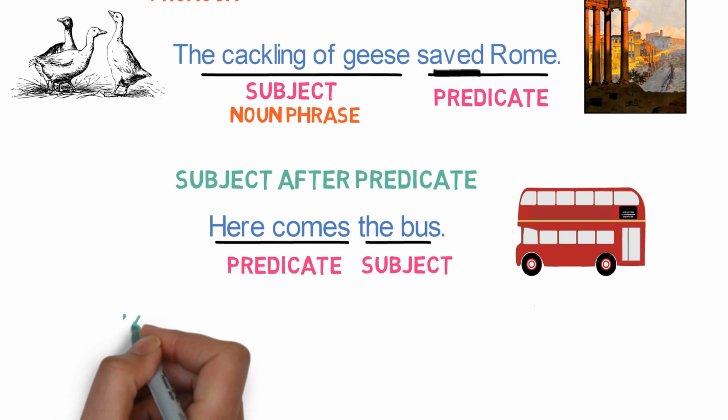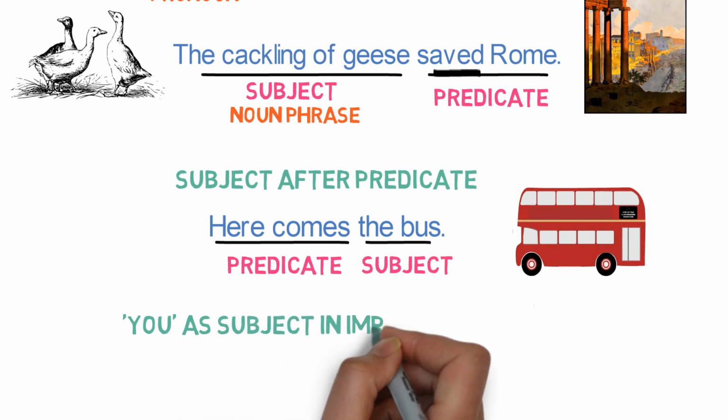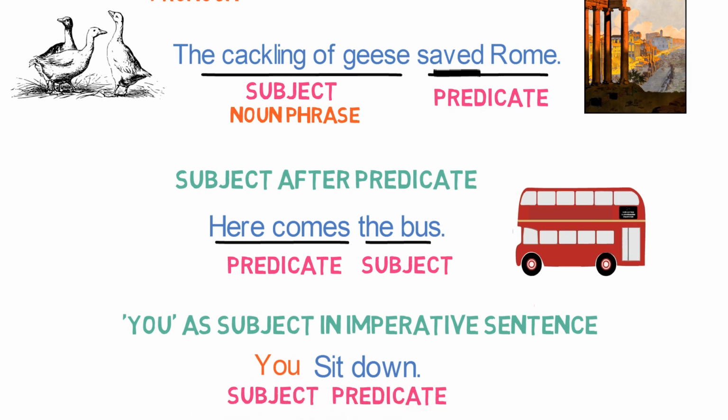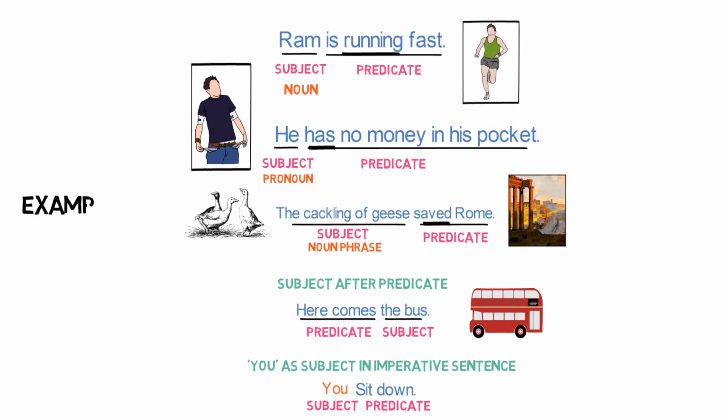And one more point, in imperative sentence, you is by default subject. For example, sit down. In this sentence, if someone asks you what is the subject and predicate in this sentence, then you must remember that for imperative sentence, the subject is by default you and sit down is the predicate. After looking at these examples, I hope now you will be able to identify a subject and predicate in the sentence.